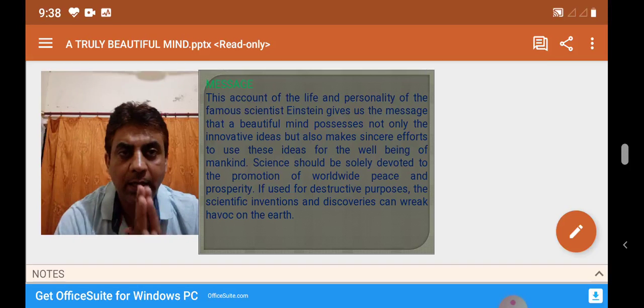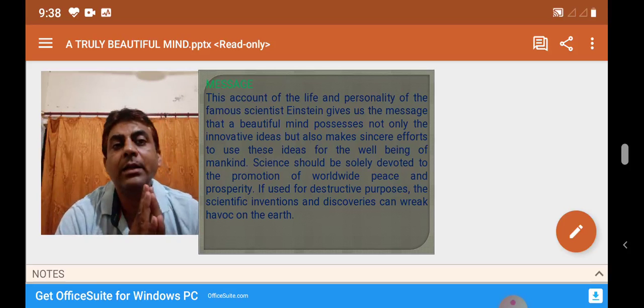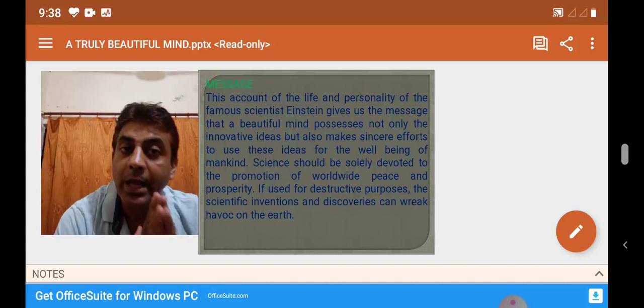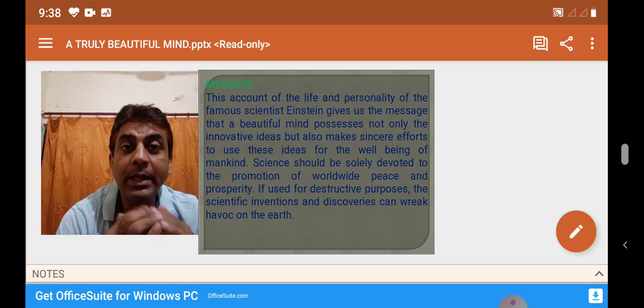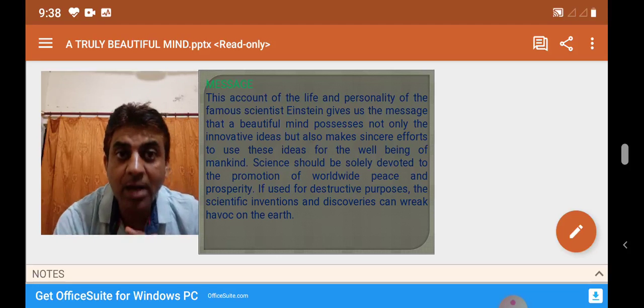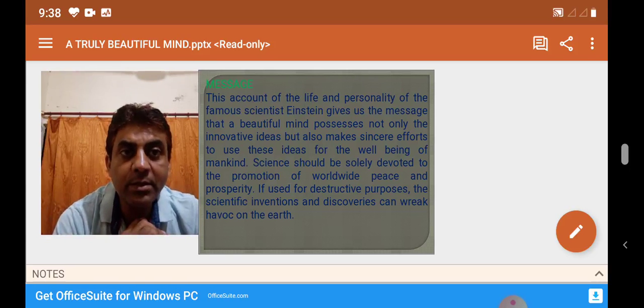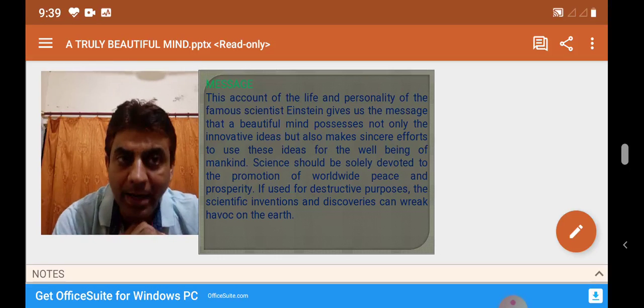Dear students, this means that a beautiful mind does not only possess innovative creative ideas, but applies these ideas for the welfare of mankind, for humanity. Science should be solely devoted to the promotion of worldwide peace and prosperity.